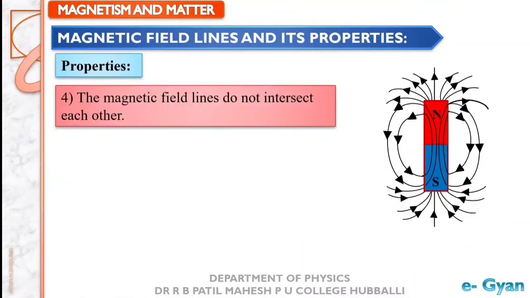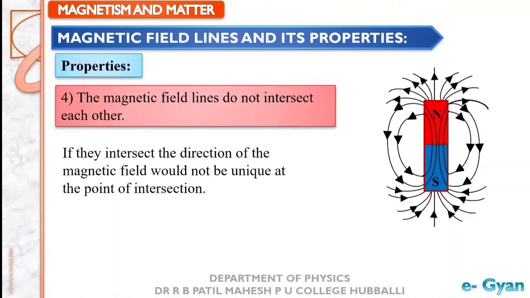Taking the next property, magnetic field lines do not intersect each other. It is similar to that of electric field, and the reason is if they intersect, then the magnetic field at that place will not have a unique direction. So if they intersect at this point as shown here, then magnetic field will have two directions, which is not possible.